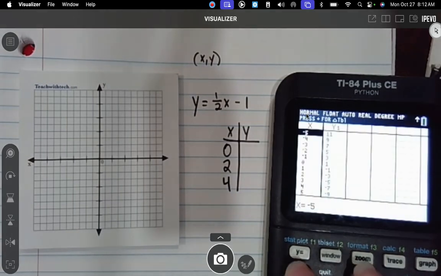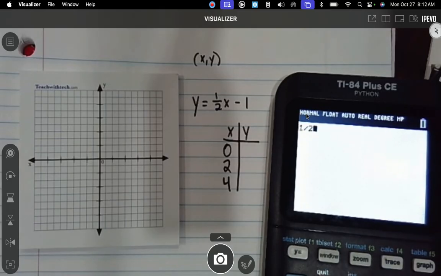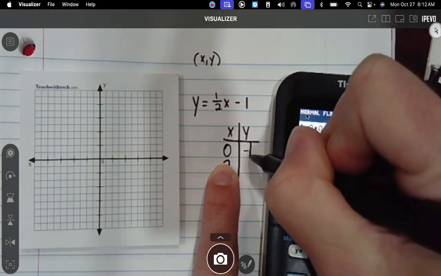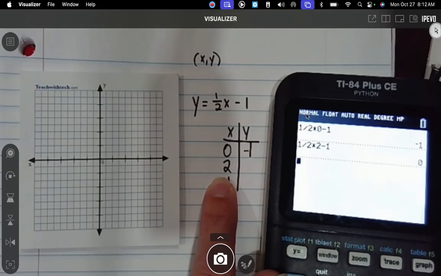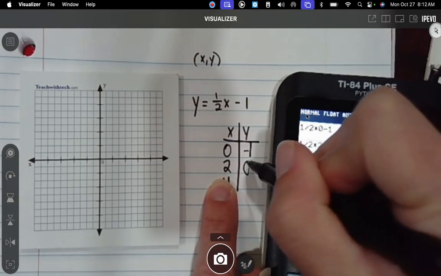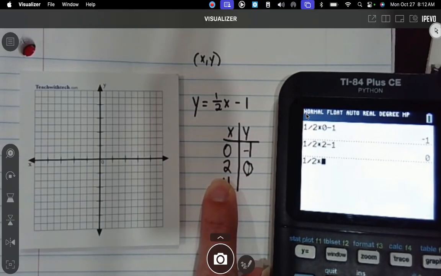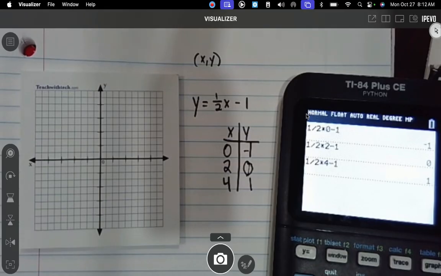Okay, so if I plug these in, I'm going to say 1/2 times, my first number is 0, minus 1. And I get a negative 1 again. All right, now let me try half of 2. 1/2 times 2 minus 1. I get 0. My calculator's in the way. Okay, and then my last one, 1/2 of 4 minus 1. And I get 1. And then I can plot these 3 points.